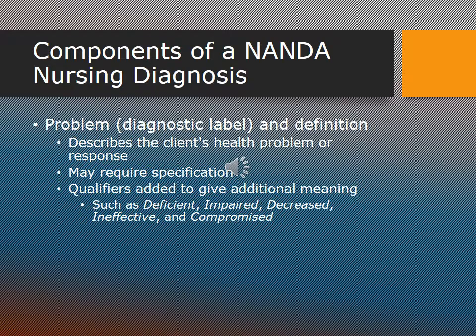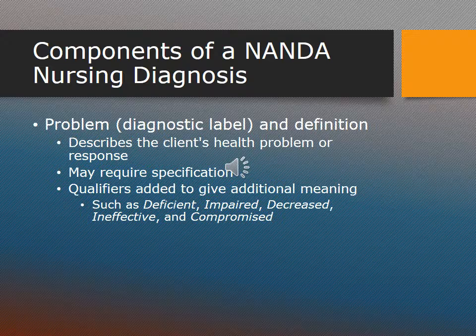Now we're going to talk about the components of a NANDA nursing diagnosis. The very first step is the problem, or the diagnostic label and definition. And this diagnostic label describes the client's health problem or response. And sometimes it requires specification. Sometimes we add words to give it more meaning, such as deficit or decreased, ineffective, or compromised. This problem diagnostic label, also called a NANDA, that's the first step of the nursing diagnosis.